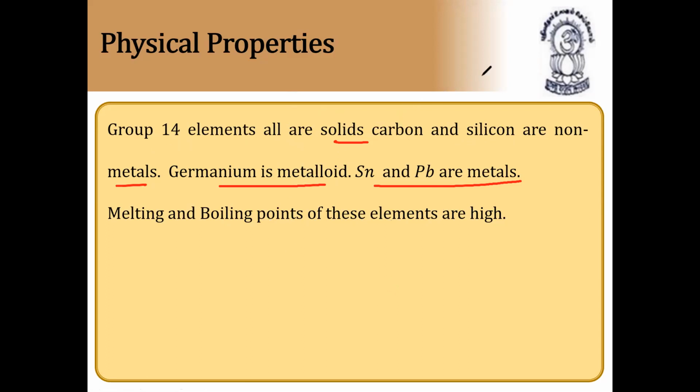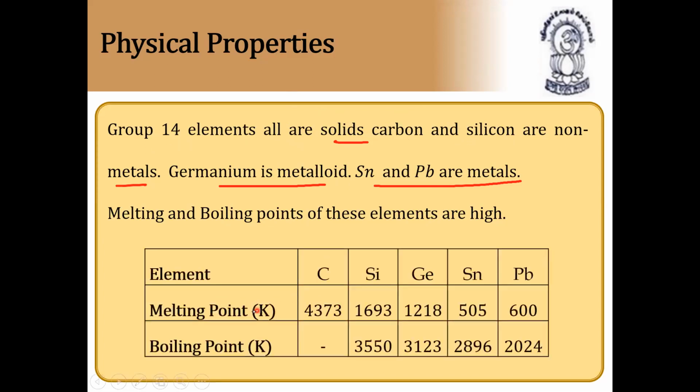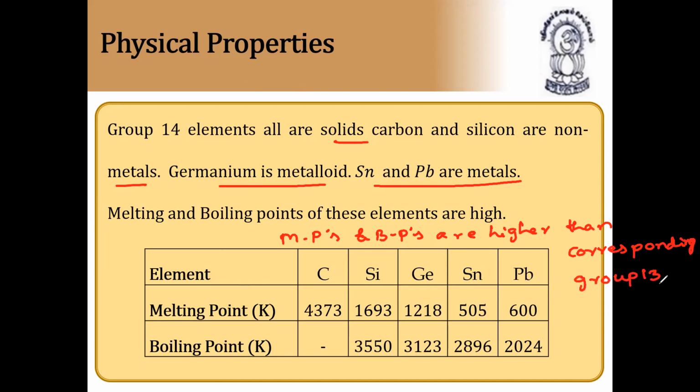Continuation now. The melting points and boiling points of group 14 elements are much higher than those of the corresponding group 13 elements. Because in group 13 elements we have solids and liquids also, but here all are solids.